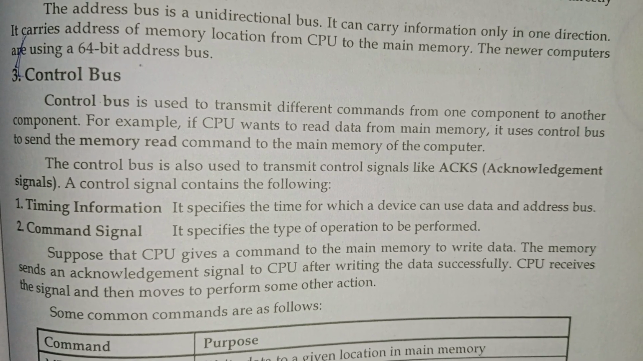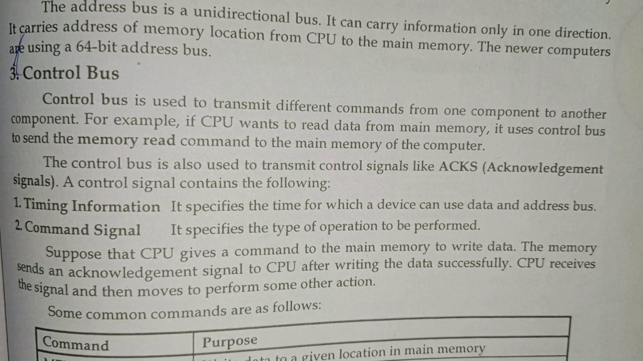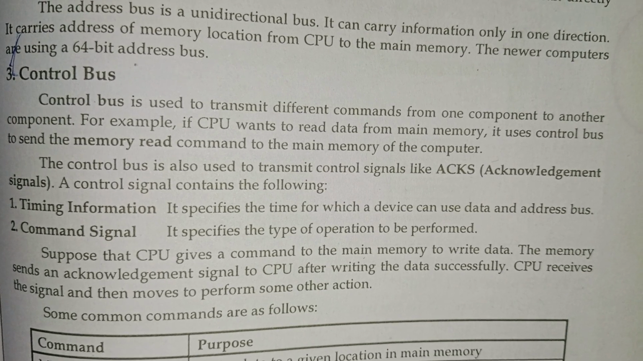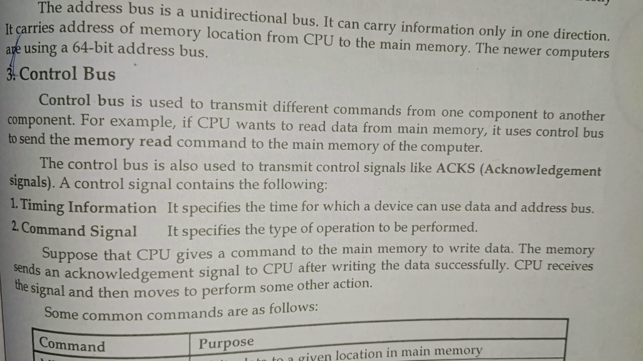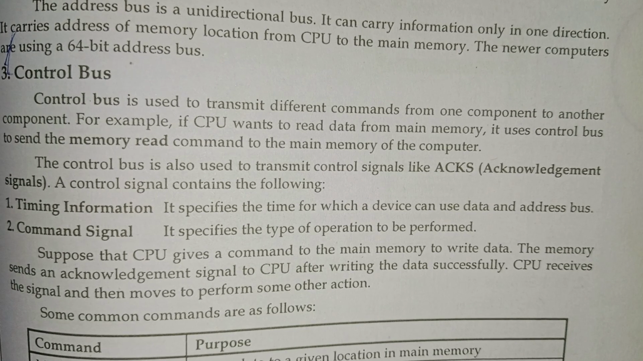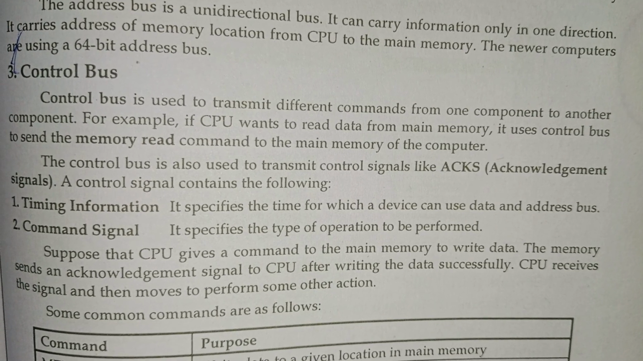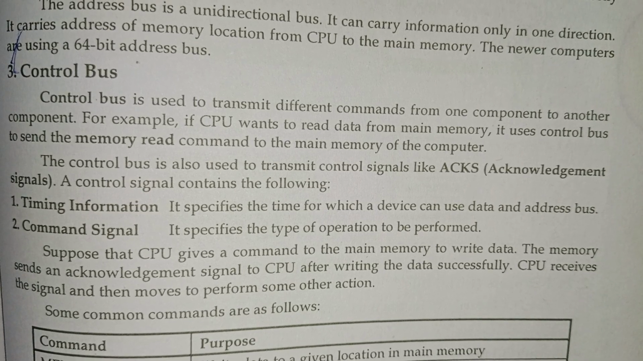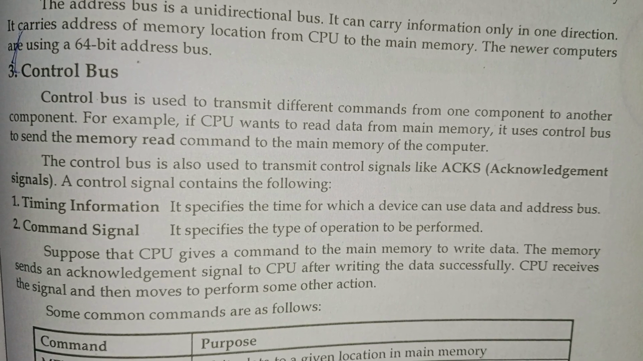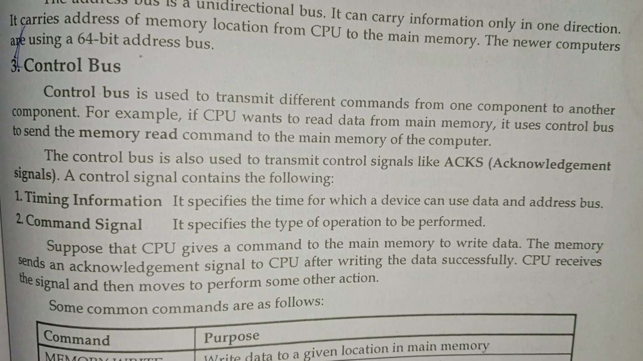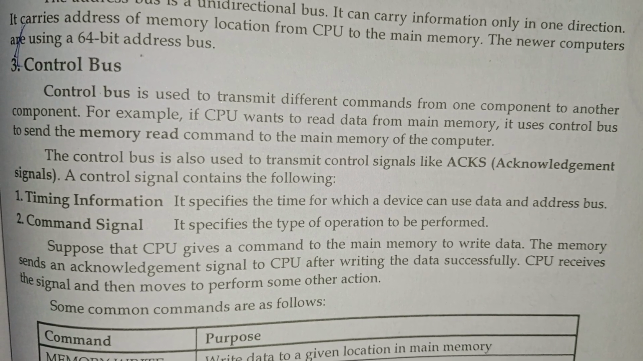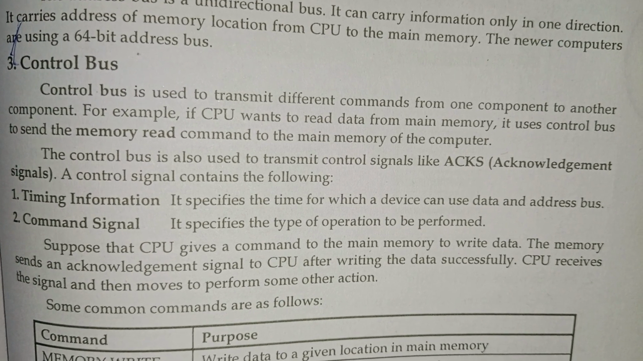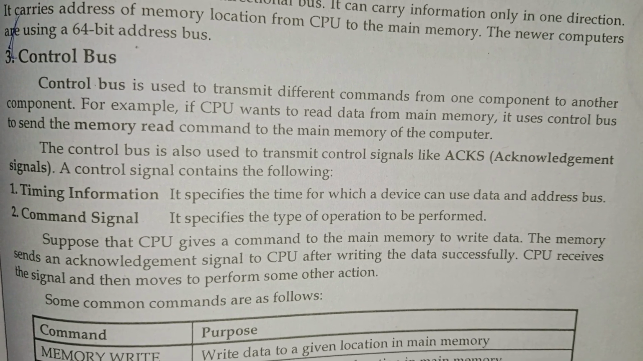A signal contains the following: timing information. It specifies the time for which a device can use the data and address bus. Command signal. It specifies the type of operations to be performed. Suppose that the CPU gives a command to the main memory to write data. The memory sends an acknowledgement signal to the CPU after writing the data successfully. The CPU receives the signal and then moves to perform some other action.